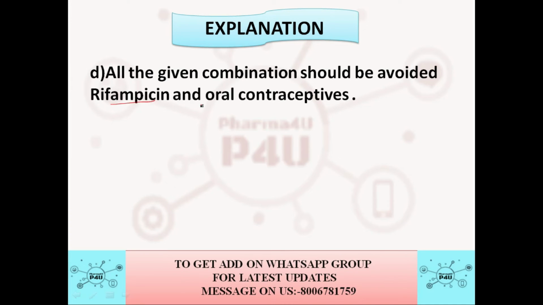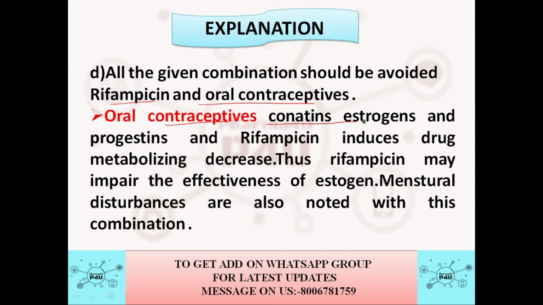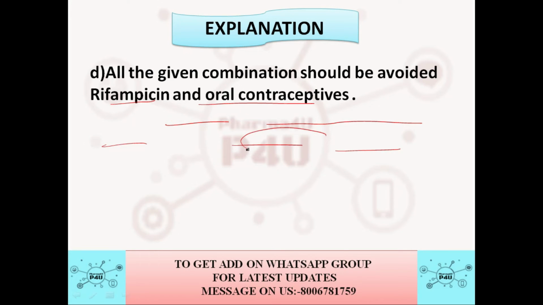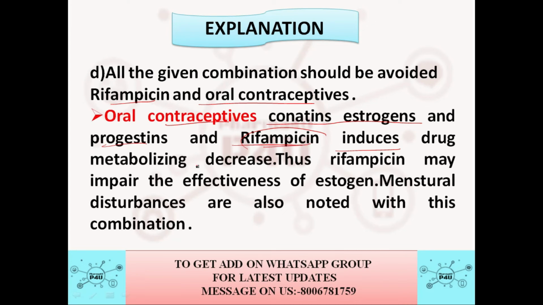First, rifampicin and oral contraceptive. The oral contraceptive contains estrogen and progestins, and rifampicin is an enzyme inducer, students. It is an enzyme inducer and increases metabolism, so thus rifampicin may impair the effectiveness of estrogen, and menstrual disturbances are also noted with this combination.